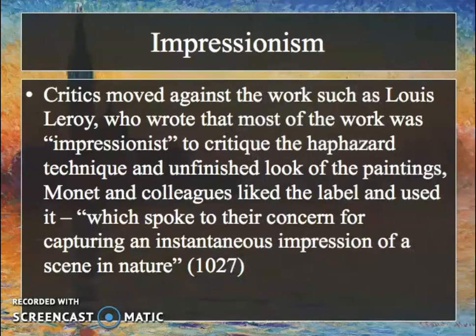So there are two theories on how Impressionism gets its name. One is that critics moved against the work, such as Louis Leroy, who wrote that most of the work was impressionist, to critique the haphazard technique and unfinished look of the paintings. Monet and colleagues liked the label and used it, which spoke to their concern for capturing an instantaneous impression of a scene in nature. Instantaneous. So we're going to see that as one of the ideas of how Impressionism was created. Also in the name of Claude Monet's work, which we're going to talk about in about two slides or so. And it may be the other reason that this period was named Impressionism.